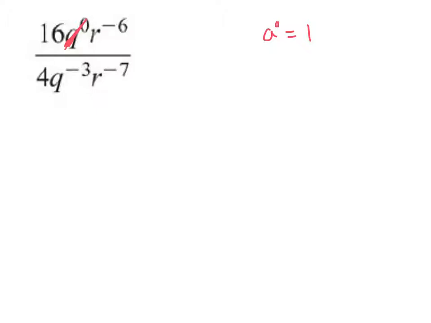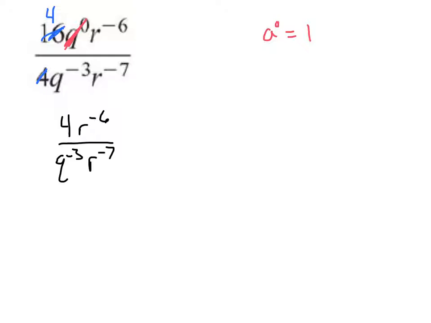So, the next thing that I would do is I would say, well, I got a 16 on top and a 4 on the bottom. They're happy where they're at, but I can reduce them. 4 goes into 16 4 times. Yep, there's still a 1 on the bottom. All right, so I'm going to rewrite because I don't like it when I have too much work going on. It looks all messy, so I'm going to rewrite what I have now. I have 4r to the negative 6th power over q to the negative 3rd power r to the negative 7th power.